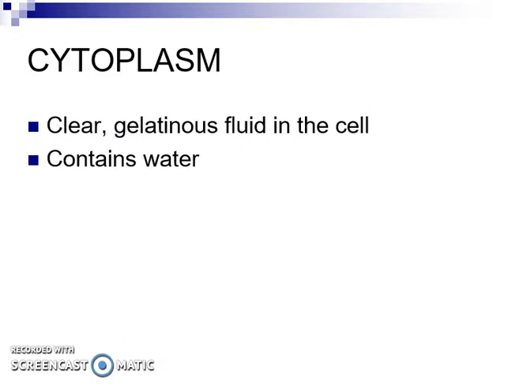Cytoplasm is a clear gelatinous fluid in the cell. By gelatinous, I mean almost like jello. It's a jello consistency. It contains a lot of water. Animal cells and plant cells both need water, so you're going to see that it's very fluid.